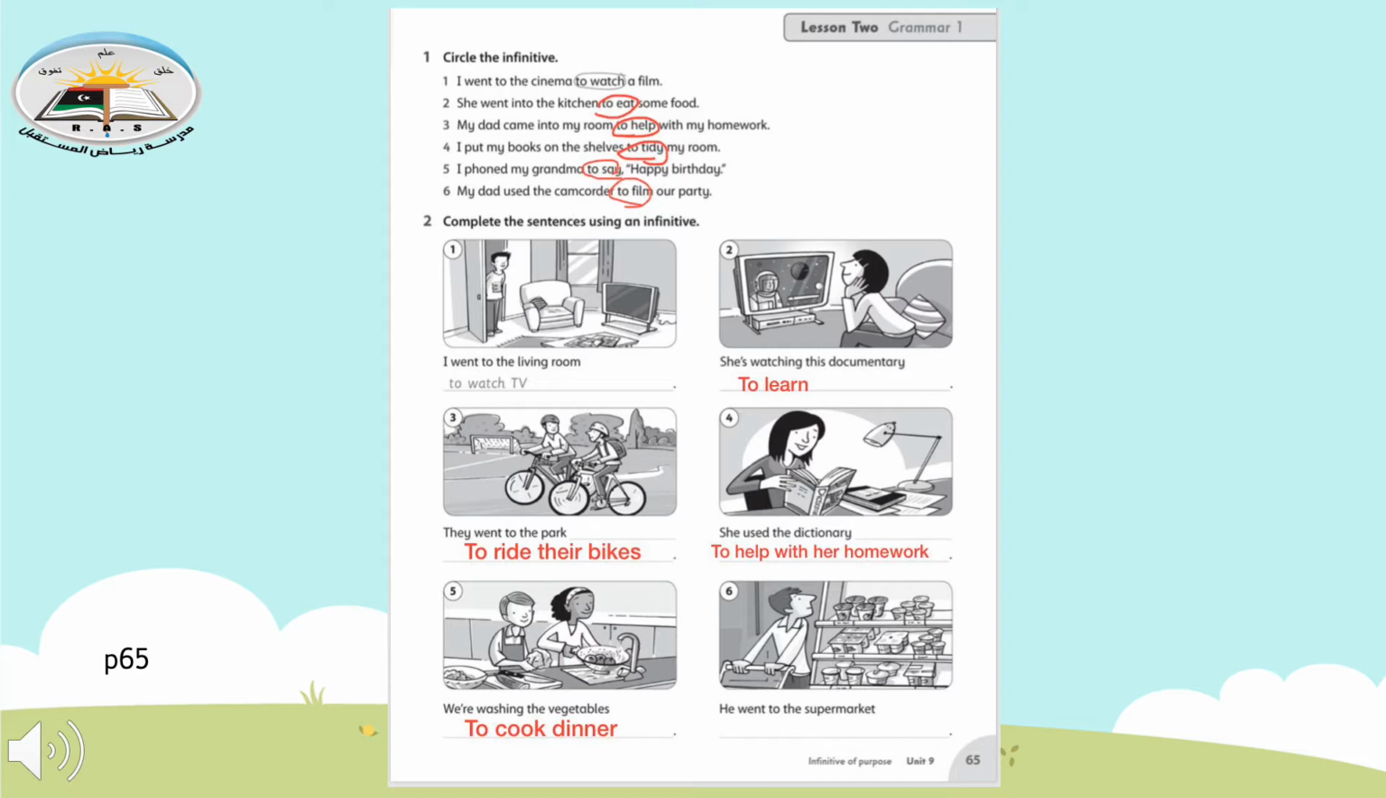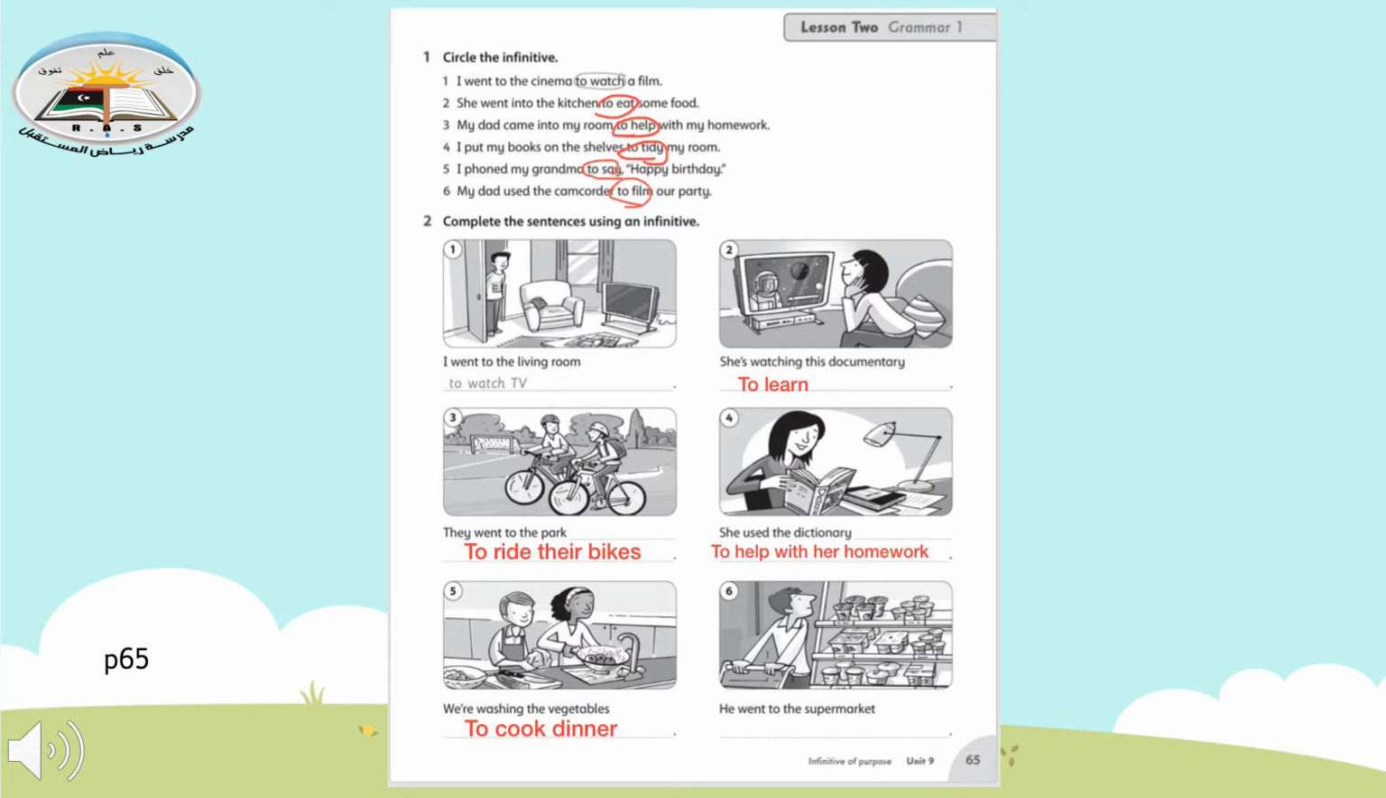So we have question number 1, circle the infinitive. We have some sentences. We need to look for the infinitive and circle it. So number 1 is already answered, but let's read it. I went to the cinema to watch a film. As you can see, to watch is circled.